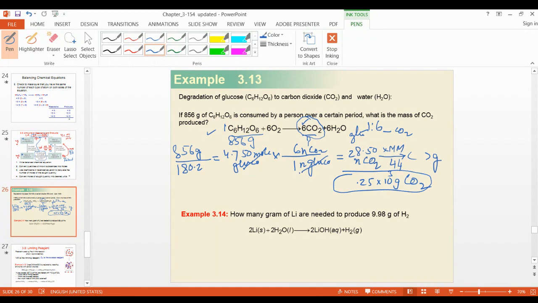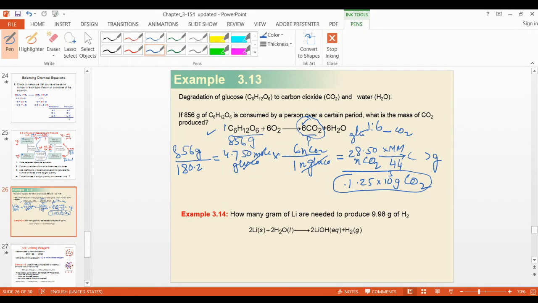So which step is not clear to you? Just tell me now. Hello? Teacher, why did you put 180 and why did you put 44 in the last step? 44 is what? Molar mass of carbon dioxide.